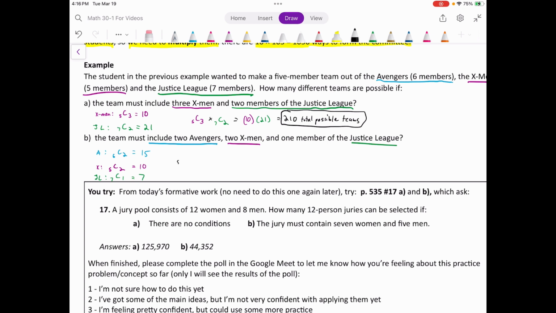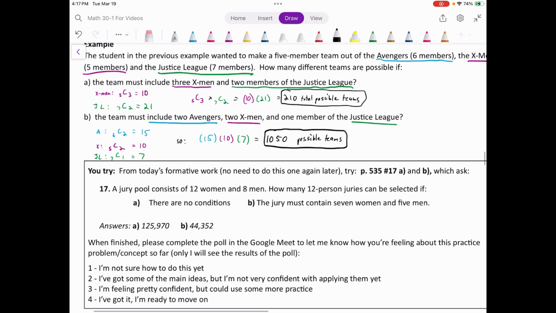So we're going to have 6 choose 2 times 5 choose 2 times 7 choose 1. Or 15, since we already calculated them, times 10 times 7. So that's 150 times 7, which gives us 1,050 possible teams that satisfy these conditions. So there's 1,050 different ways to make this 5-member team if you've got to have 2 Avengers, 2 X-Men, and 1 member of the Justice League.